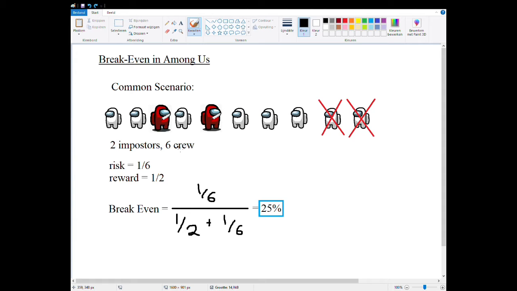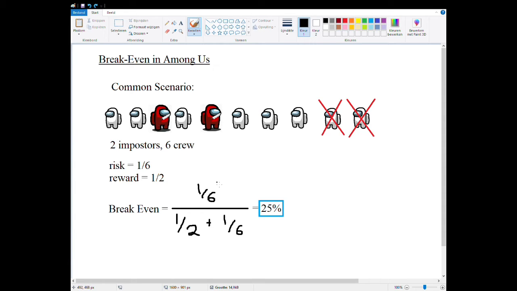So if we vote out right now, and we vote accidentally one of the crew, we lose 1 crew out of the 6 that we have. But if we vote and we vote correct, we vote an imposter, we vote out one of the 2 imposters. And if it wasn't clear already, crew are 3 times less scarce than imposters are. So imposters are a lot more valuable, you could say. So our reward is 1/2 and our risk is 1/6.